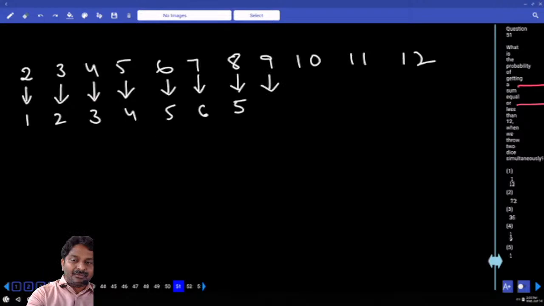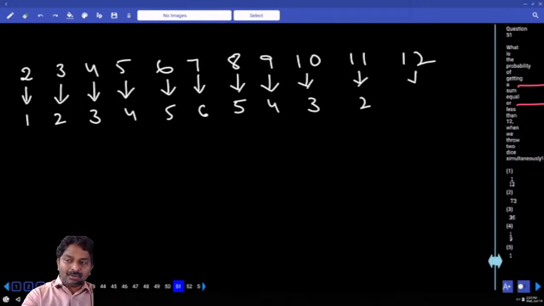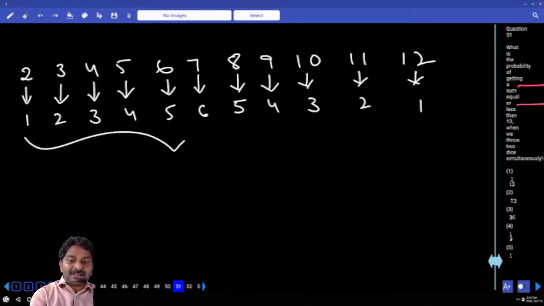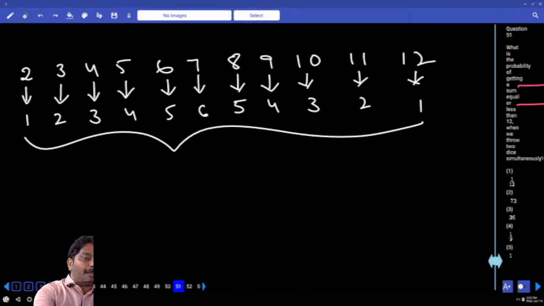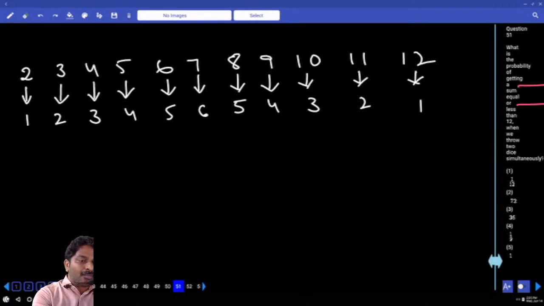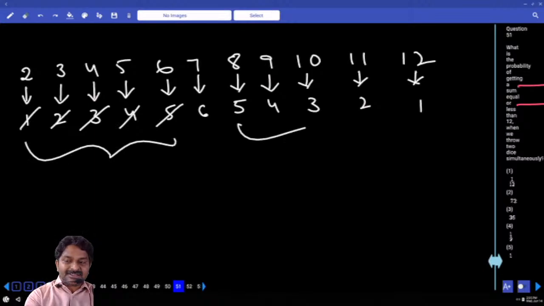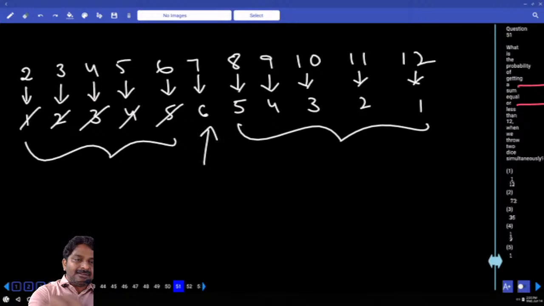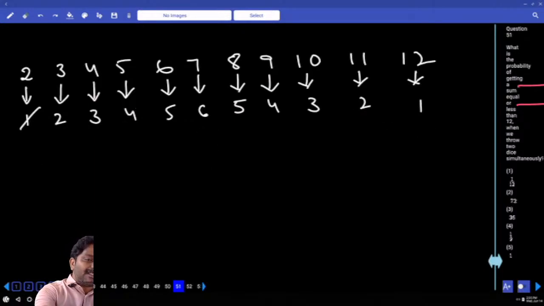5, 4, 3, 2 and 1. Yes? These are all possibilities, right? How many possibilities in total do we have? 1 plus 2, 3 plus 3, plus 4, plus 5. If this is 15, this is also 15. 15, 15. And the middle one, in total how many possibilities are there?